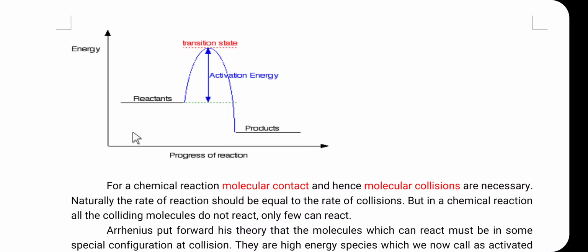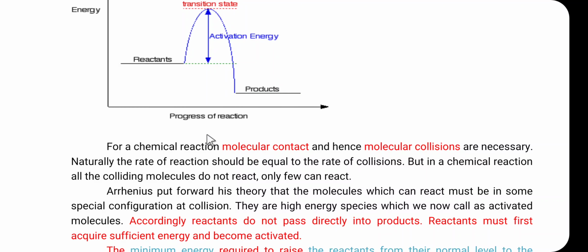So this is the diagram: energy versus progress of the reaction, or the reaction coordinate. Here are the reactant, the transition state or excited state or activated state, and the product. This is the activation energy.